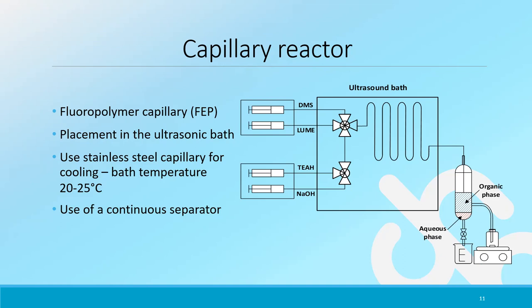This continuous separator works in such a way that the reaction mixture comes on top, then it immediately separates the organic phase and the aqueous phase. The organic phase comes out of this side outlet, and the level of the water phase can be regulated this way.